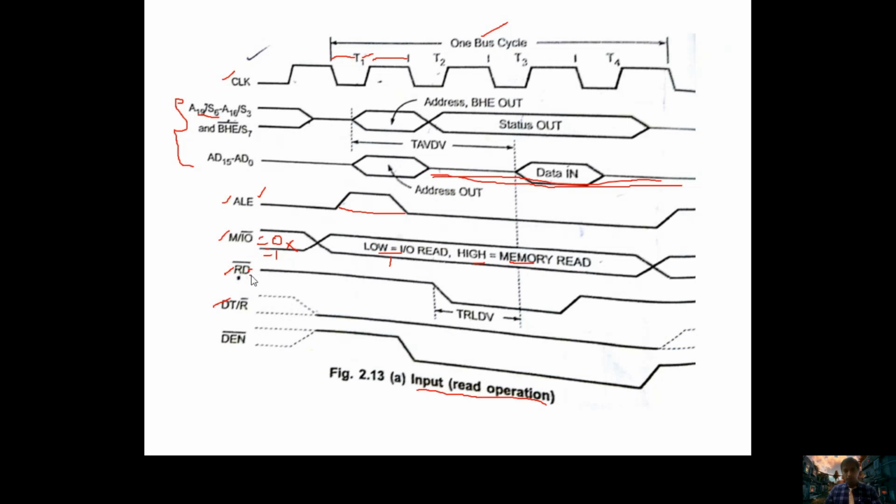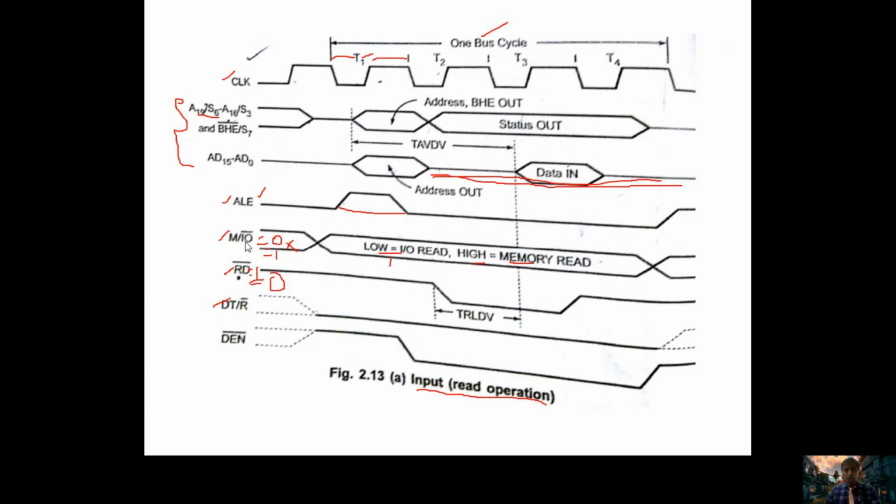Okay. Up to T1 time it should be high. After T1, from T2 to T4, it should be low. Low means we are selecting the read operation. 1 means we are inactivating the read operation. Here read bar should be high up to T1, after T1 it should be low, and should be low only from T2 to T4 time. Read bar should be low. Then it indicates that the processor is performing a read operation. Okay.